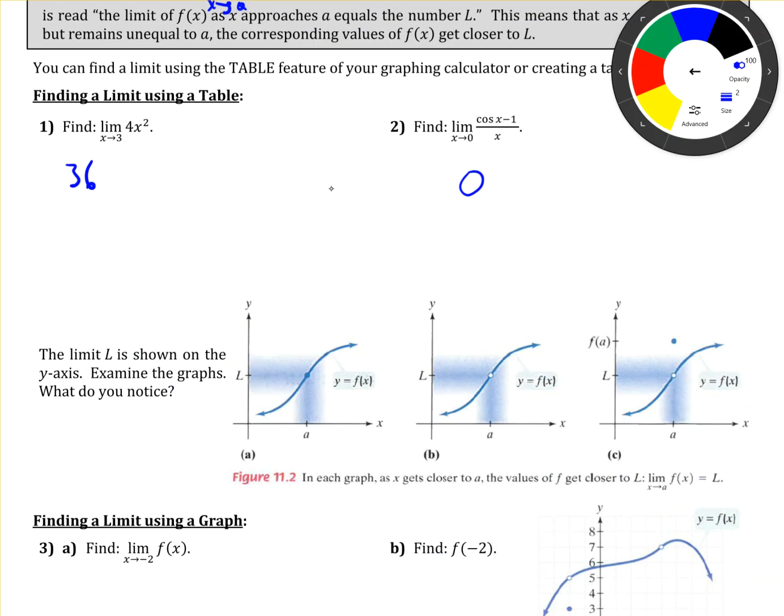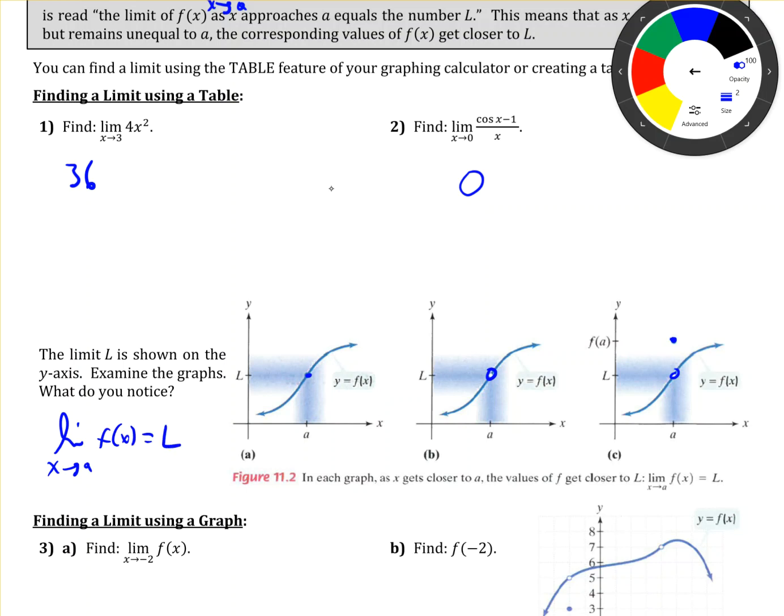It only matters what happens near the point. So look at these three graphs that we're looking at here. Notice here we've got a filled in circle. Here we've got an open circle. And here we've got an open circle with a dot somewhere else. And the idea here is if I look at the limit in all three of these cases, the limit as x approaches a of f of x is going to equal L in all three of these cases.